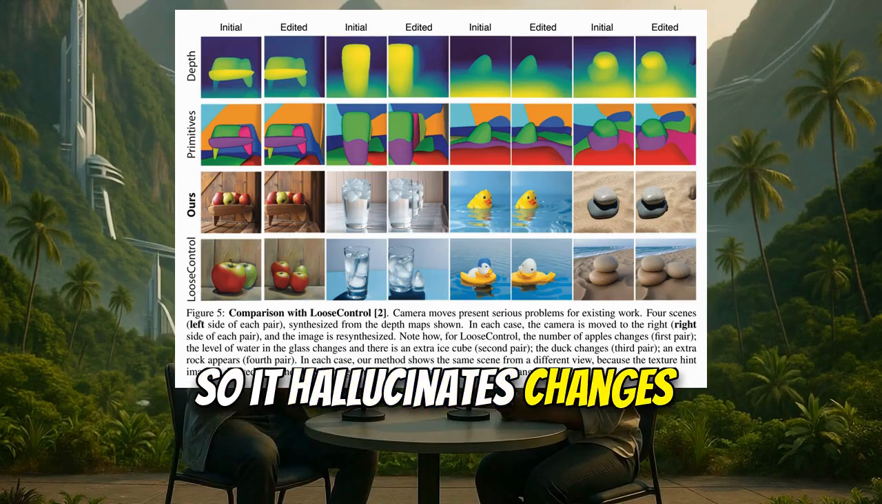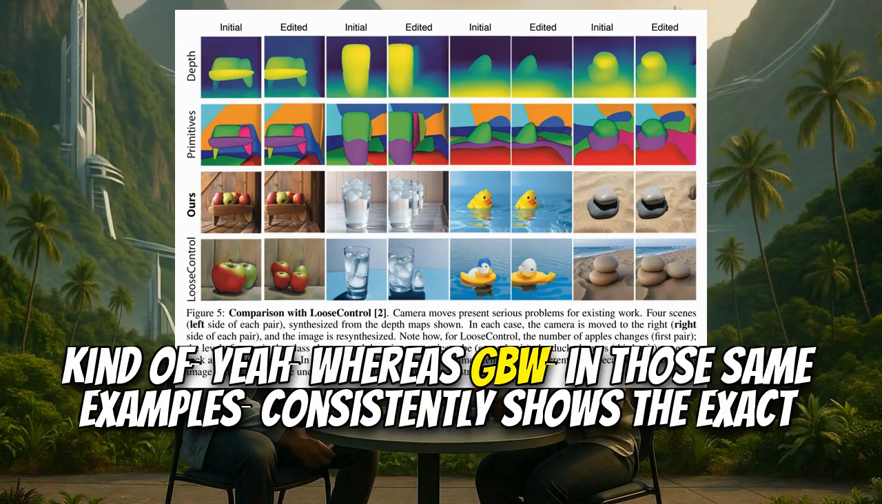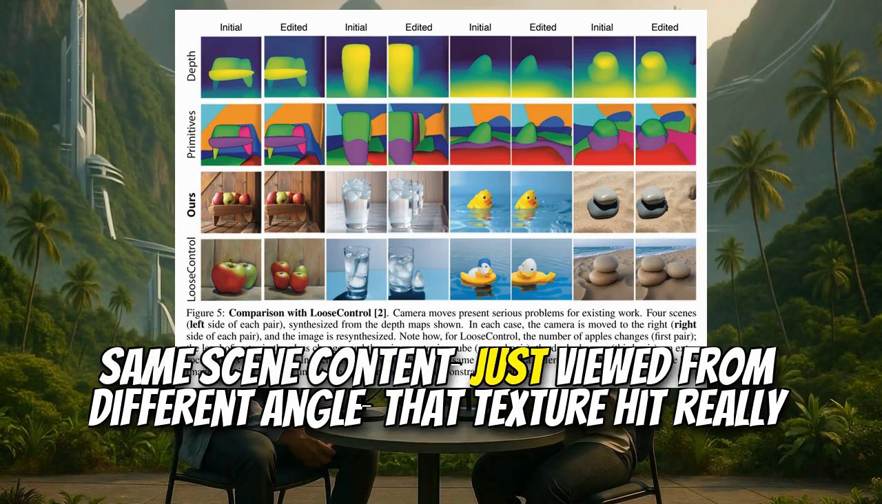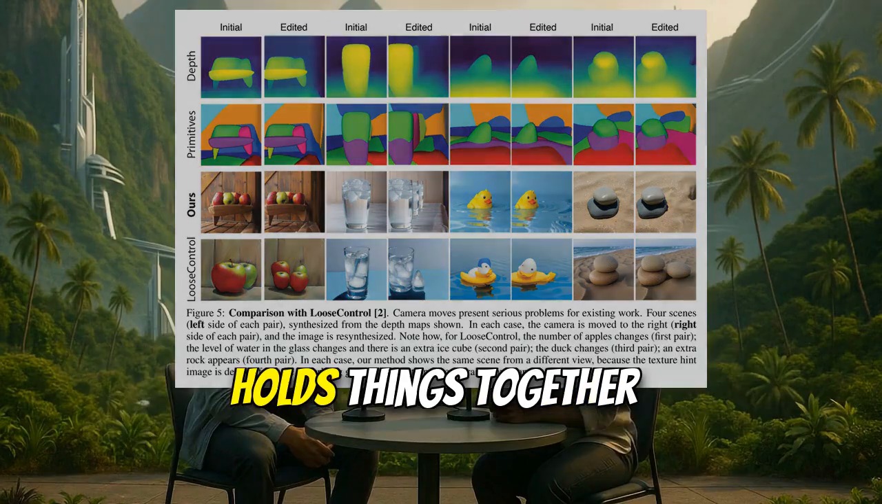So it hallucinates changes. Kind of, yeah. Whereas GBW, in those same examples, consistently shows the exact same scene content, just viewed from a different angle. That texture hint really holds things together.